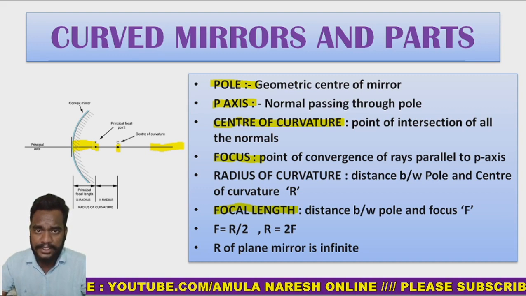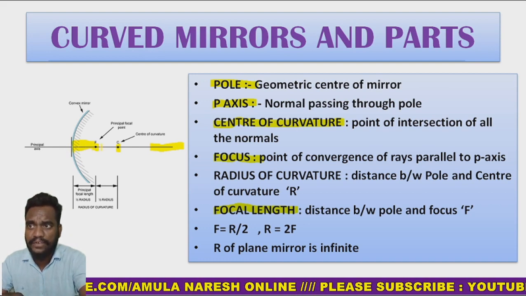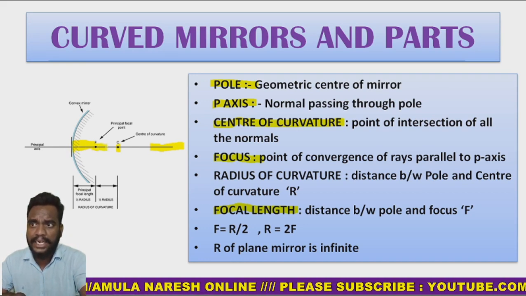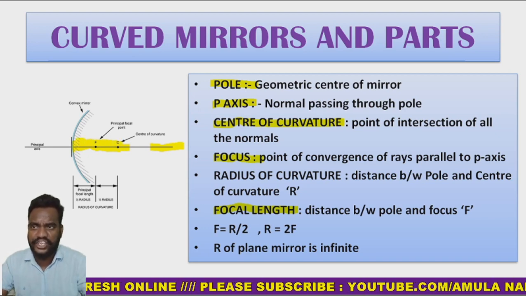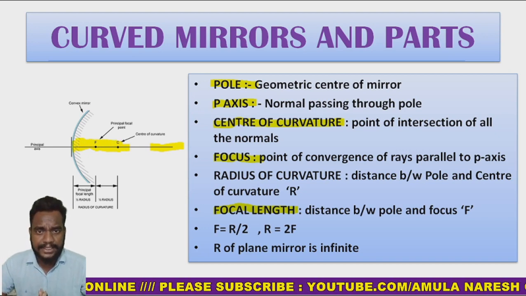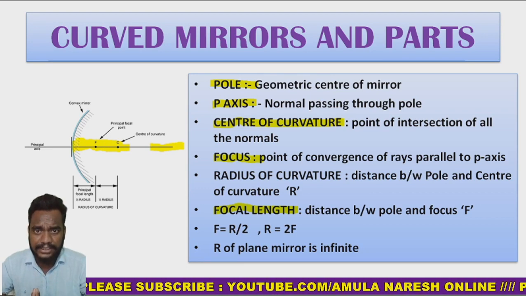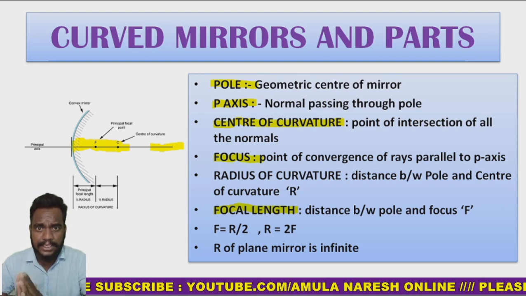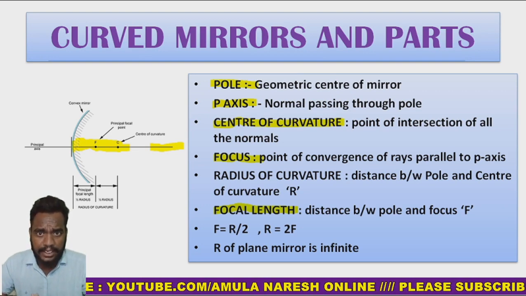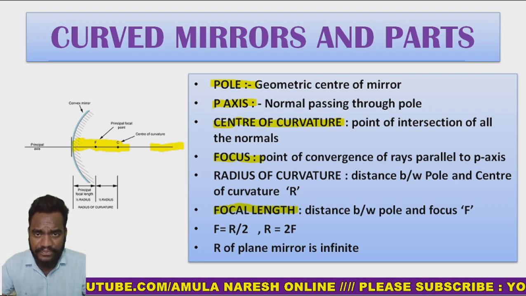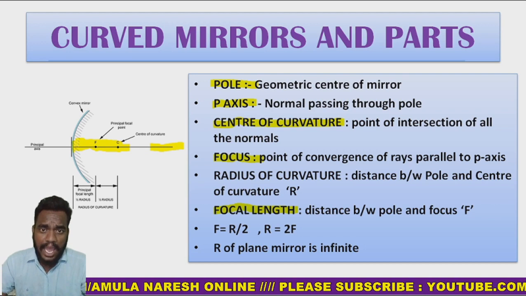Whereas radius of curvature is the distance between the pole and the center of curvature. This is only up to the center of curvature. So focal length is the distance between the pole and the focal point, whereas radius of curvature is the distance between the pole and the center of curvature. Right. Focal length is denoted by capital letter F, and radius of curvature is denoted by capital letter R.